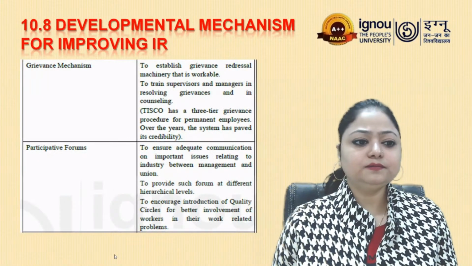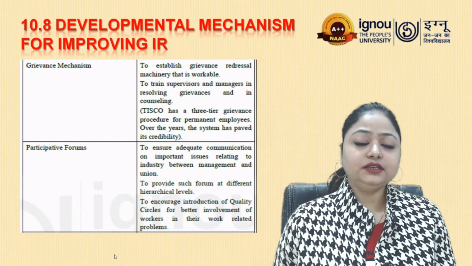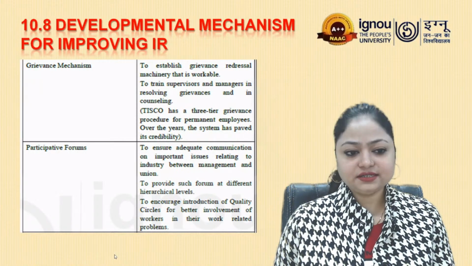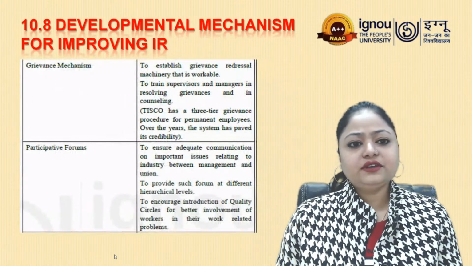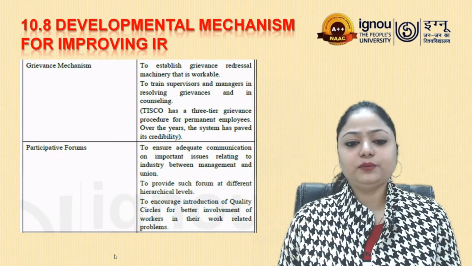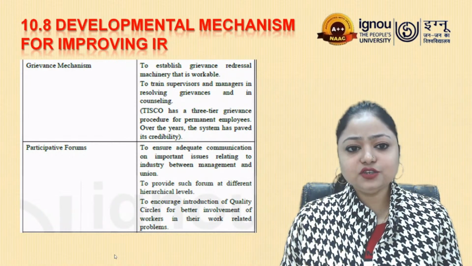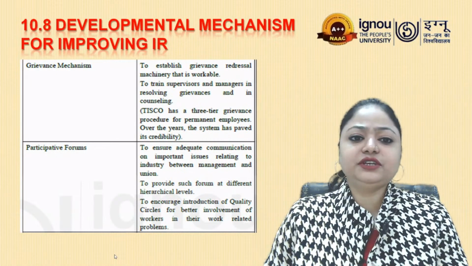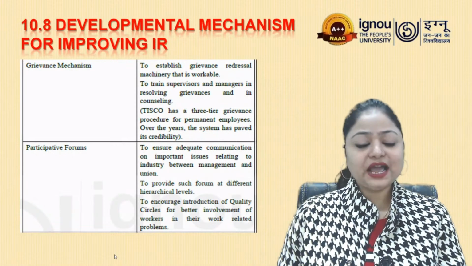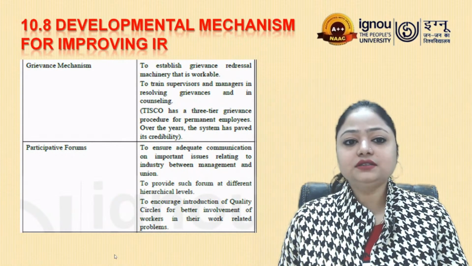Then another way or tool to improve the overall industrial relations, having a development approach, can be grievance mechanisms and participative forums. So for grievance mechanisms, Tesco is another example, which has a three-tier grievance procedure for the permanent employees. Over the years, the system has paved its credibility, and it has the objective to establish a grievance redressal machinery that is workable. So it should not be on paper, but it should be practiced. And Tesco is a very major or landmark example in this type of tool.